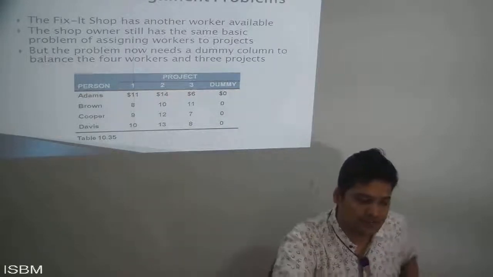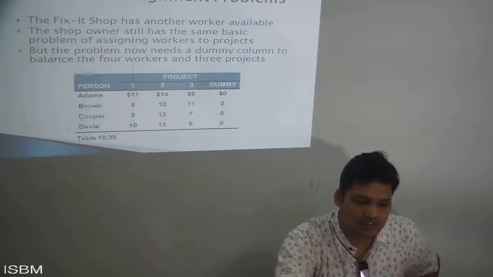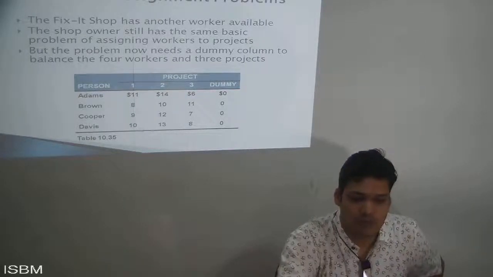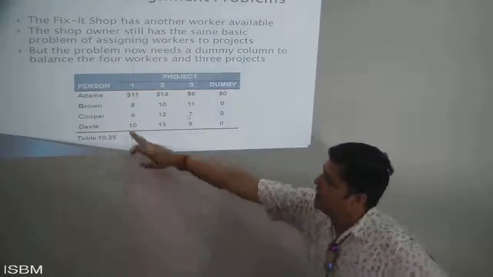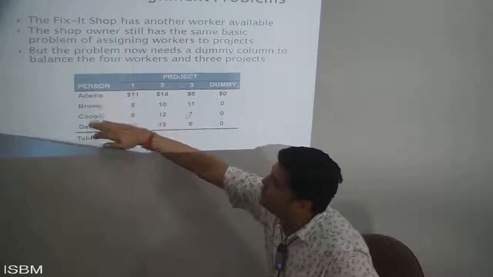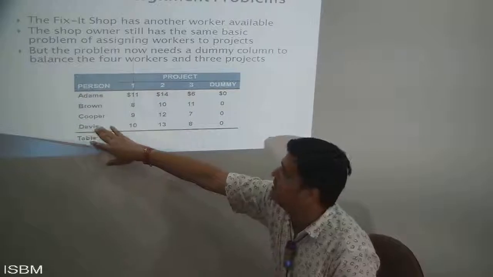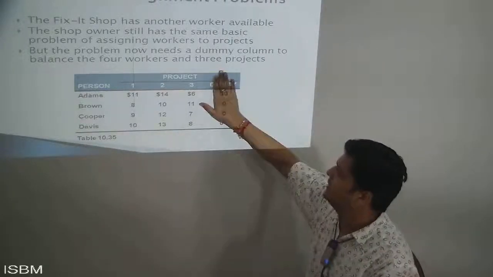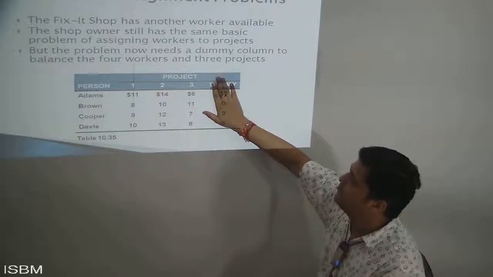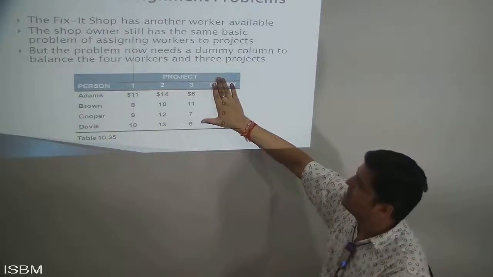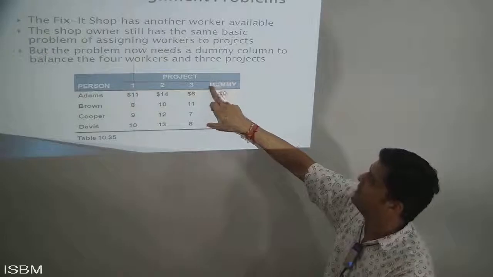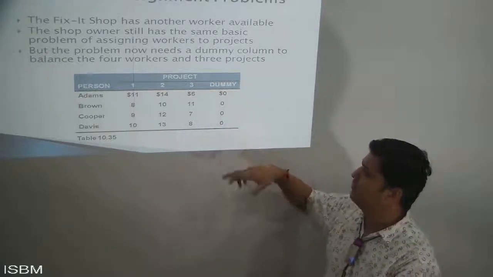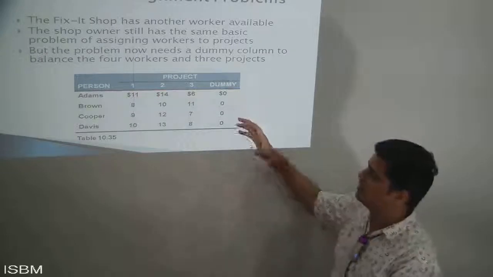In the previous example we saw a 3 cross 3 matrix, but they have added one more worker, Davis, over here in the 4th row. Initially we have Adam, Brown and Cook, but now they have added Davis. Davis has 3 jobs, but there is no 4th job for him. So they have added one dummy task, a dummy project, and put 0 0 0.